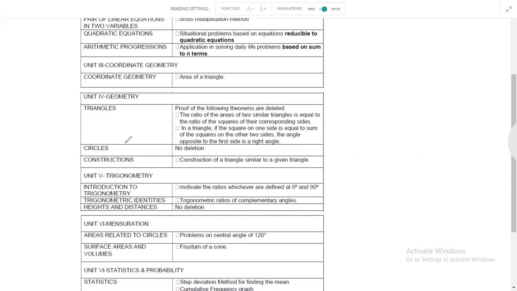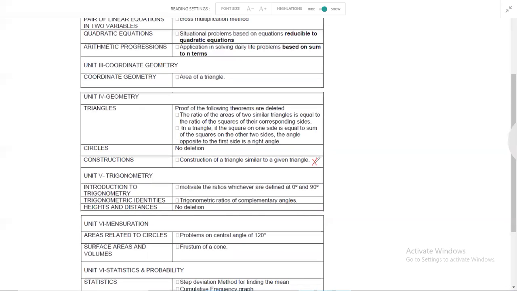That will be there. Then from the next chapter, circles, if you see, there is nothing deleted. That means everything will be coming for the examination. The next chapter under geometry is construction. From construction, the construction of a triangle similar to a given triangle is deleted.